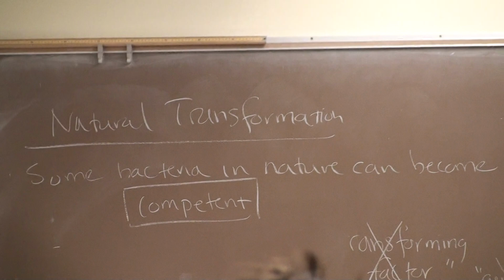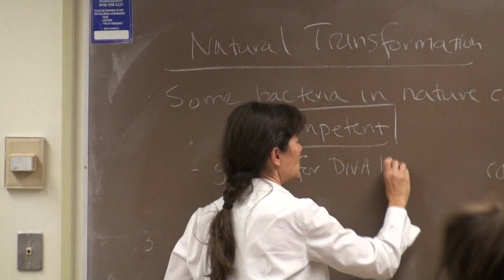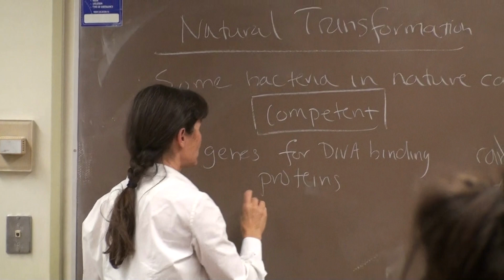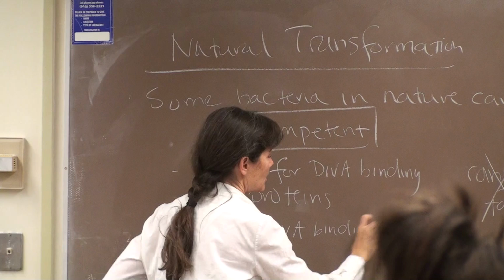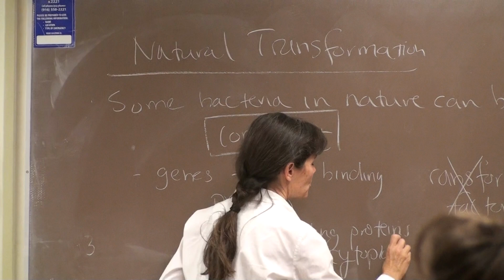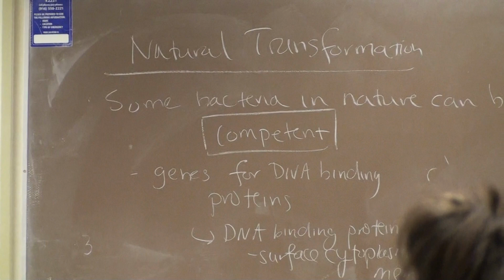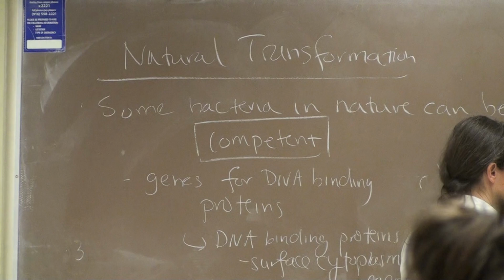Okay, so what this means in natural transformation, these bacteria that become competent, they have genes for DNA binding proteins. And these DNA binding proteins, after they're synthesized, will be located on the surface of the cell cytoplasmic membrane. So we'll draw a little cartoon. And we'll just use our example of those R cells. Okay, so we'll just pretend, let's say that this was our R strain bacterium, and I'll just show the chromosomal DNA in yellow.